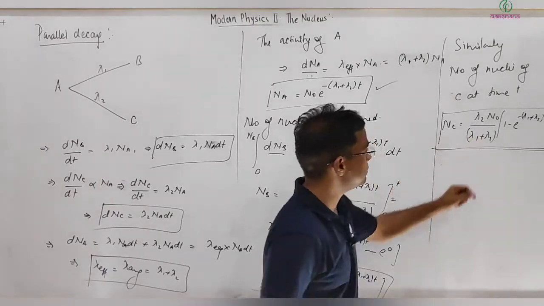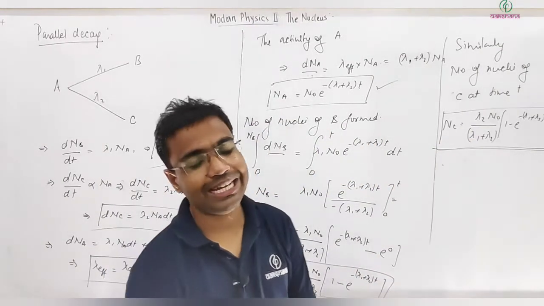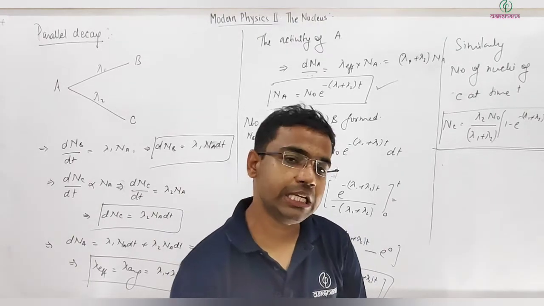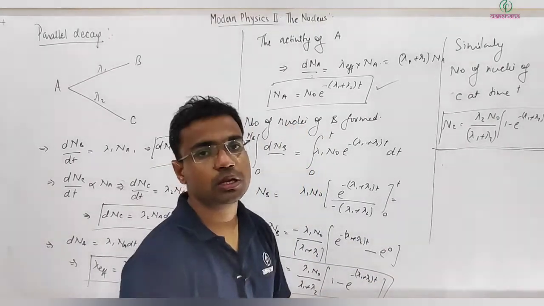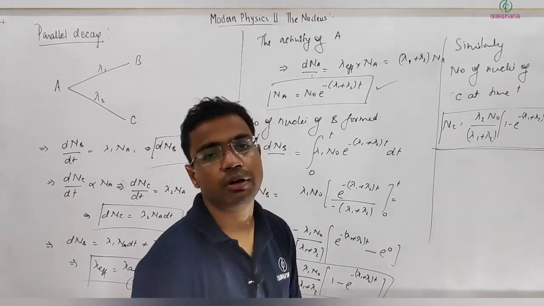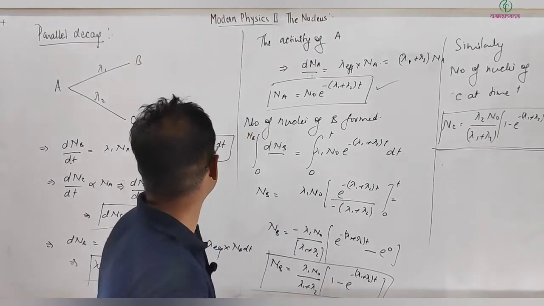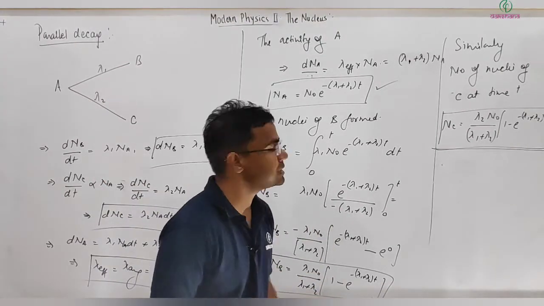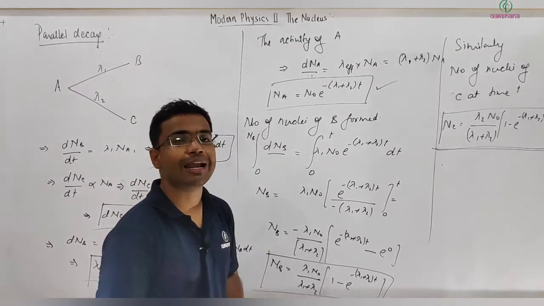So in this situation, we can get the number of nuclei of A at any time, the number of nuclei of B, C, the activity, the rate of formation of B and the rate of formation of C. Anything can be calculated. You should remember the process, and that's all about parallel decay.